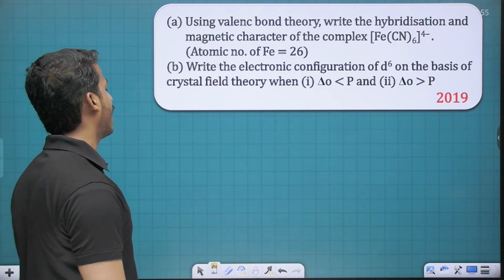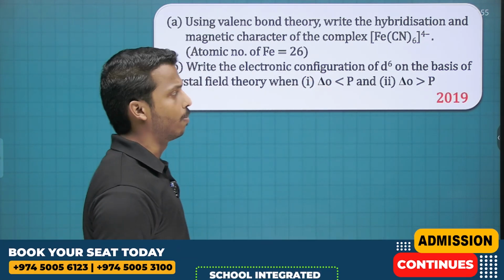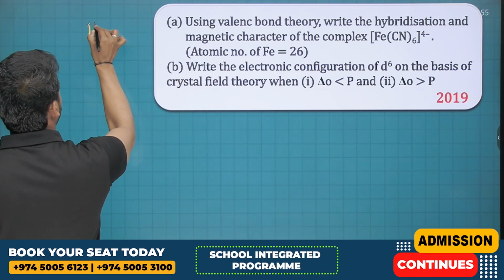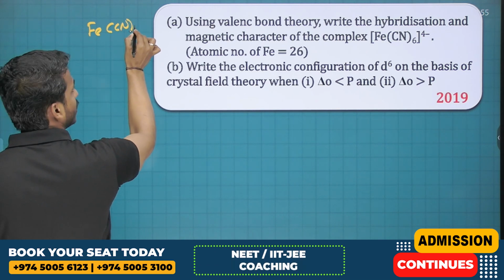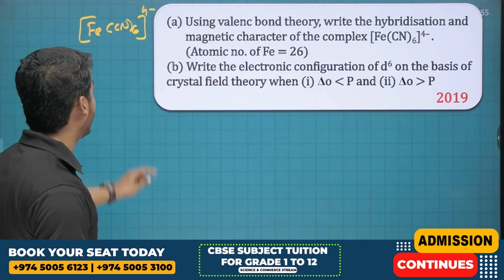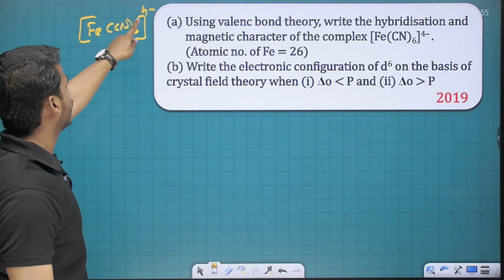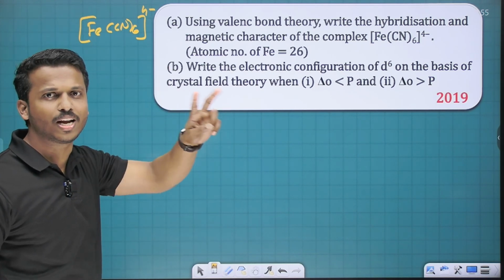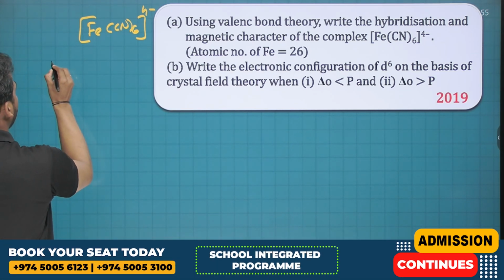Now using valence bond theory, write the hybridization and magnetic character of the following complex. Very simple. Same concept we have to apply. [Fe(CN)6]4-. What is the name of this complex? Hexacyanidoferrate(II), you will get it. Calculate the oxidation state, 2 is the charge. So let me go for step 1.